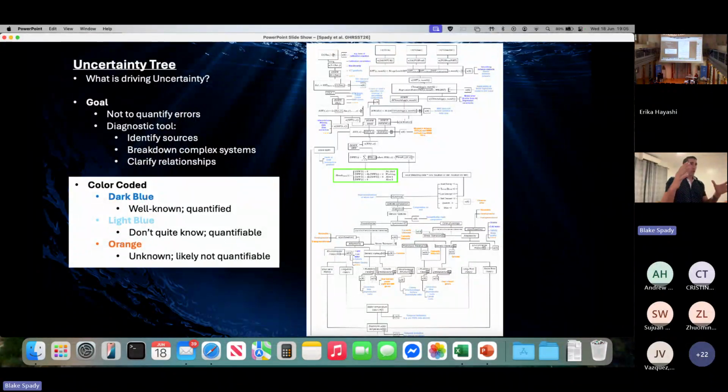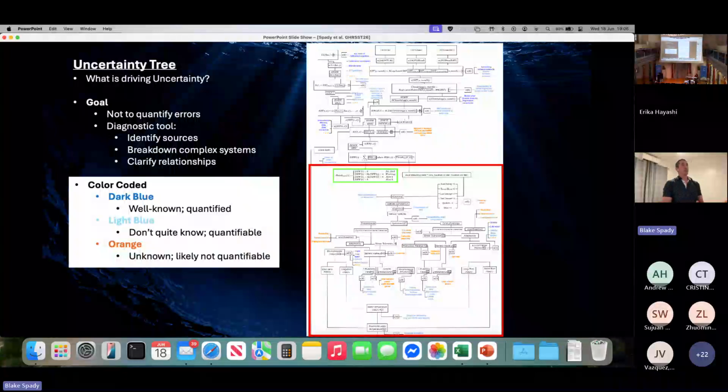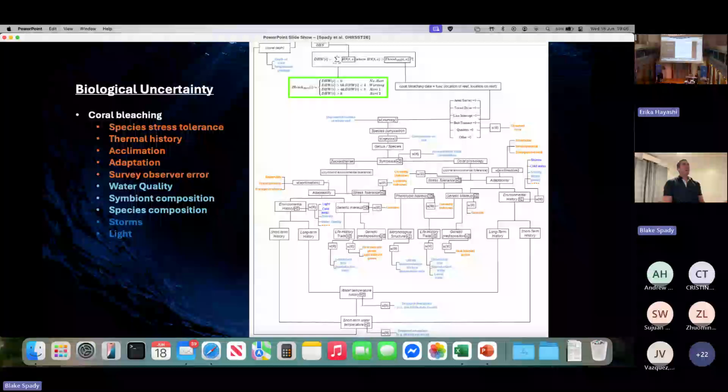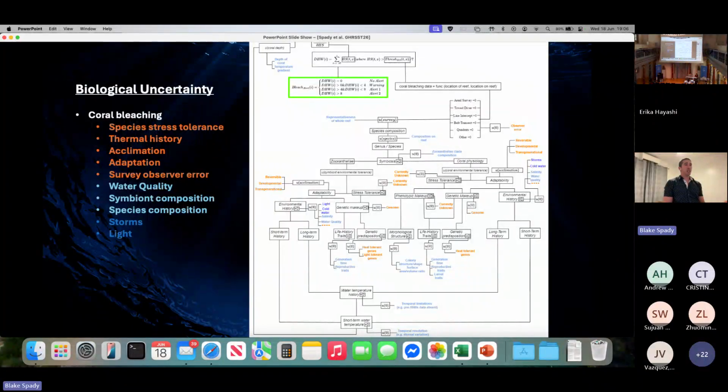So this tree is divided into two halves, the top half and the bottom half, and it comes together at that green box there, which is our bleaching alert system. So if we focus on the bottom half of that tree and zoom in there, this is all the biological process and various biological aspects of the coral bleaching process there, sorry. And so what you'll notice there's lots of orange text here. So there are a lot of uncertainties in the biological process that are kind of just unknowables. We can't practically quantify these uncertainties.